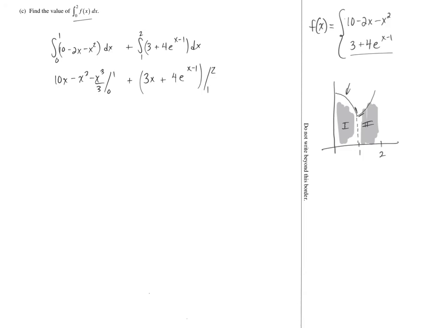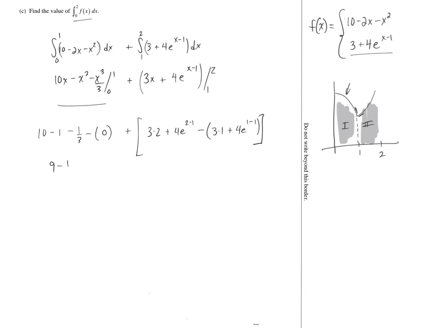So let's see if we can evaluate this without screwing up. Plugging a 1 into this guy here, we're going to get 10 minus 1 minus 1/3. And then we're going to subtract what we get when we plug in 0, which of course will be 0. Over here, we're going to do 3 times 2 plus 4e to the 2 minus 1, minus what we get when we plug in 1, which is 3 times 1 plus 4e to the 1 minus 1. You might wonder why I'm showing all that work. It's basically just insurance against screwing up. Trust me, it's probably worth it.